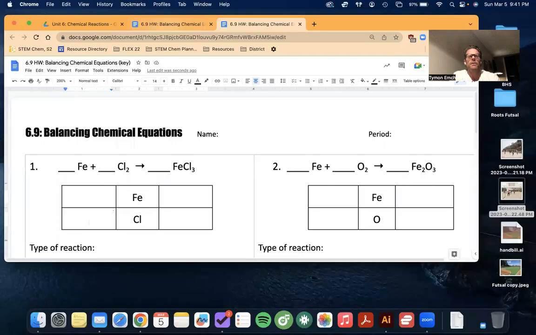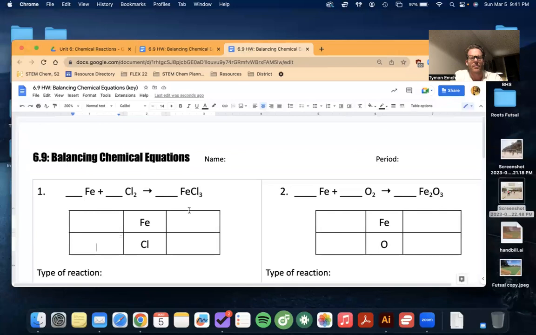So the first thing I do when I'm looking at a problem like this is choose something that's not equal on both sides. Right now we have one iron on this side and one iron on this side, so that's not the best place to start. I notice I have two chlorines in this one and three in this one. The only way to get that to balance is to put a two here and a three here.